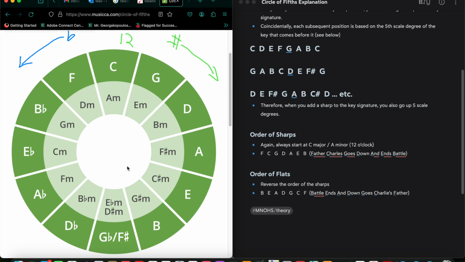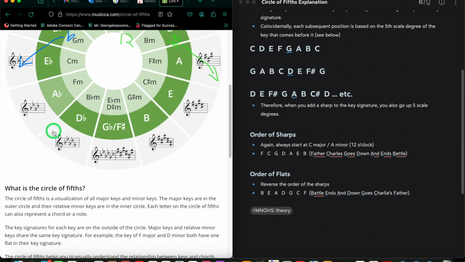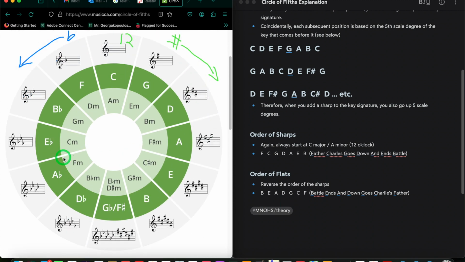Let's hide it again. Now let's try to find a key signature that has 5 flats. Start from the top. We need to go 5 spaces counterclockwise. 1, 2, 3, 4, 5. We get D flat. And I believe we are correct as well.